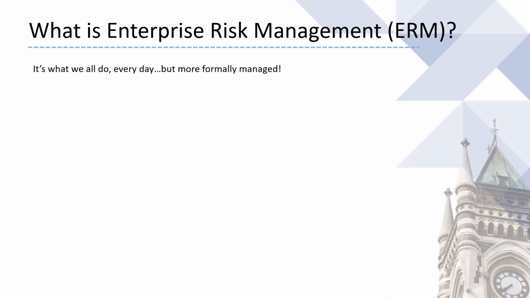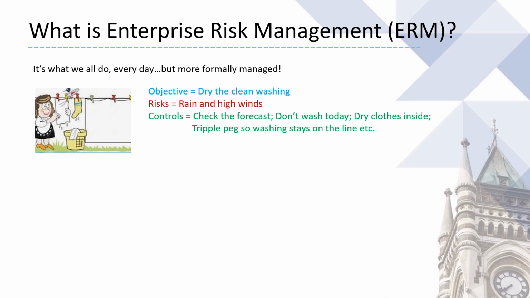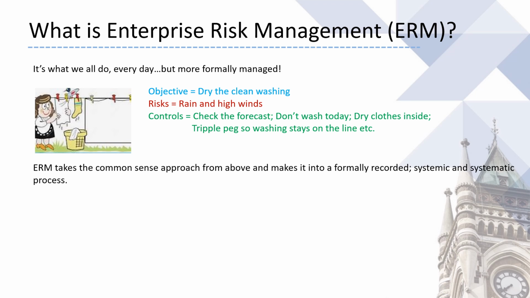Risk management is something we intuitively do every day. An example would be just drying the laundry after we've done the washing. There are objectives, there are risks, and there are controls. Enterprise risk management takes this common sense approach and makes it more formal and implements it in a systemic and systematic way to ensure that outcomes are more consistent.